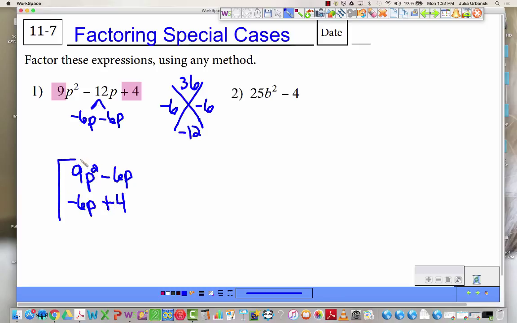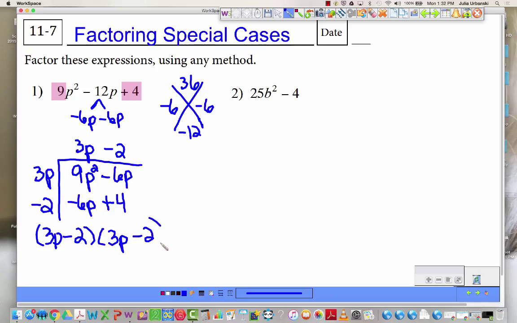When we do the boxes on that one, this column has a 3 and a p. This column has a 2, but it's negative. When you go with this row, they have a 3 and a p in common, but when you go this way, they have a 2, but it's negative. Notice how the top one and the side one are the same. It's going to be 3p minus 2 and 3p minus 2. Since they're identical, you can also write it as 3p minus 2 squared because it's just the same thing times itself.